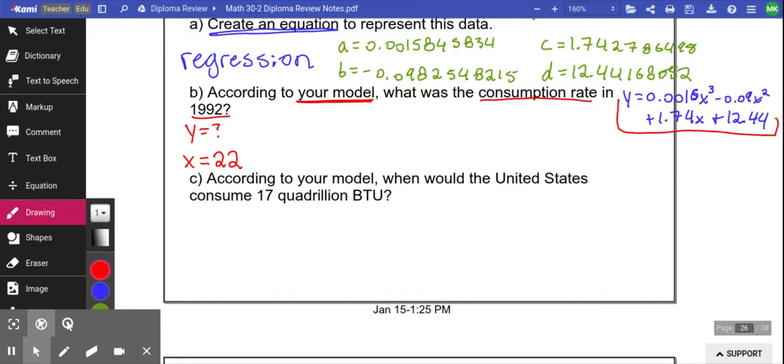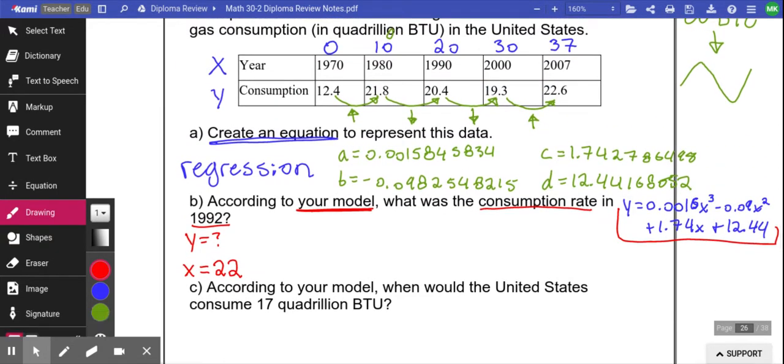Beautiful. Window. You always have to set a window that makes sense to your question. The beautiful part of regressions is your window should be pretty easy to set because they gave you information. X minimum. Look at the data they gave us. The minimum X value we use is 0. So X minimum is 0. X maximum, the maximum year they gave us was 37. I'm just going to put 40 in case I want to go a little bit past that.